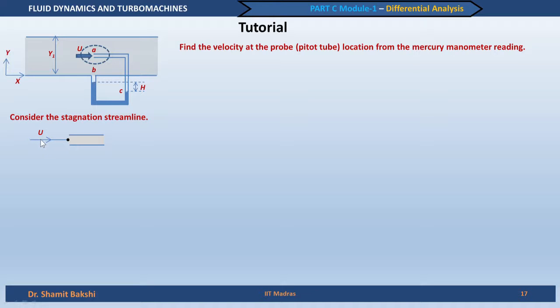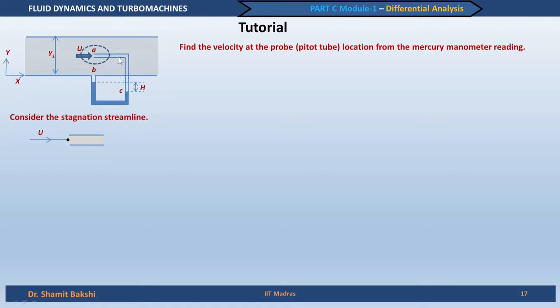Now, the velocity a little in front of the pitot tube is u, but as it comes to the tip of the tube, the velocity is 0. It has to be 0 because the flow cannot enter the pitot tube. If it entered the pitot tube, this mercury would come out of here. So, the flow does not have enough pressure to enter into the pitot tube.